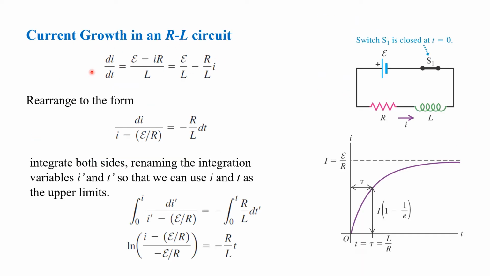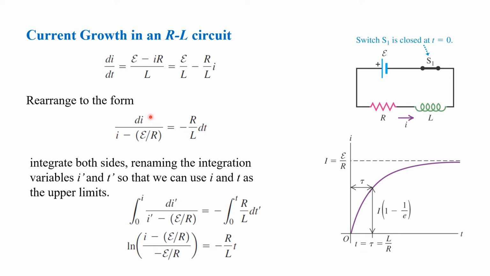Now let us go back to this equation here, and let's discuss the current growth in your RL circuit. You have di over dt equal to epsilon over L minus R over L times i. Let us rearrange this equation to have this form. You have di over (i minus epsilon over R) is equal to negative R over L dt.